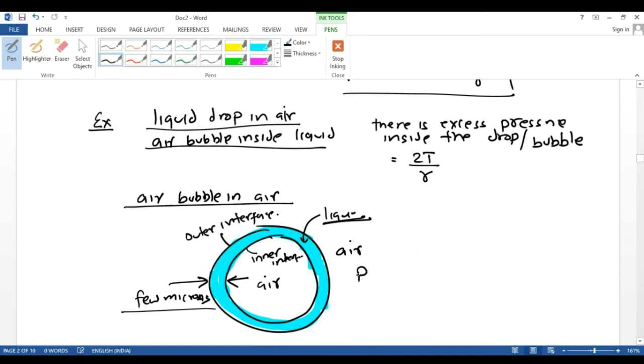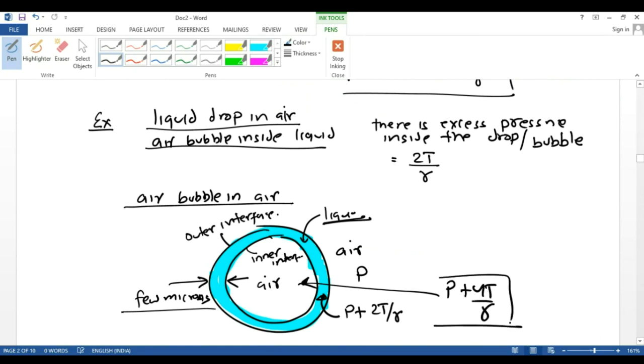So if I say pressure is P, then the pressure here is on the concave side of the air-liquid interface, so the pressure here will be P plus 2T divided by R. And pressure here again, if we take it, is going to be the pressure at this particular point plus 2T by R. So it will be P plus 4T divided by R. So we can see again that the pressure of the air inside the bubble is going to be more than outside, and the excess pressure is 4T divided by R.